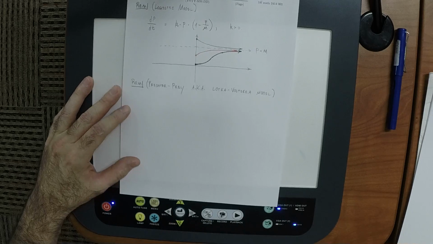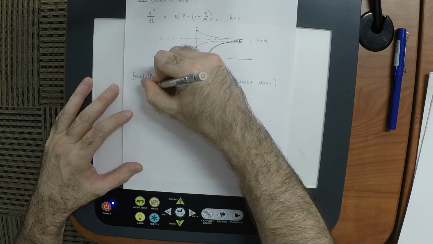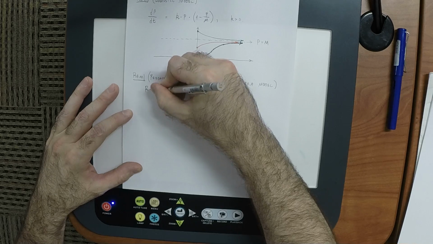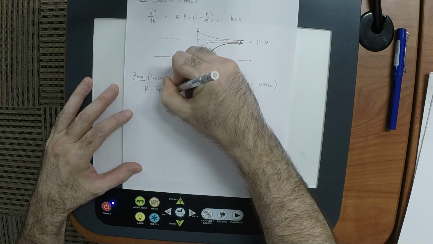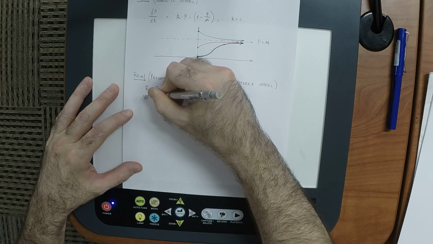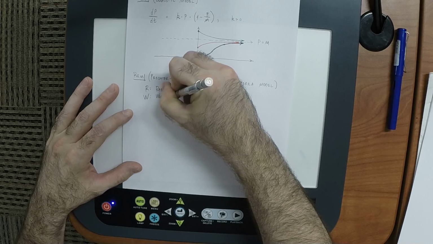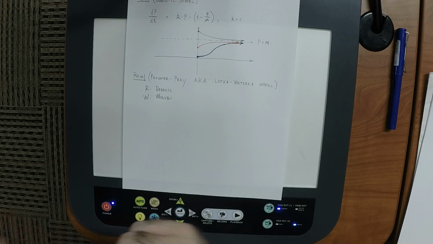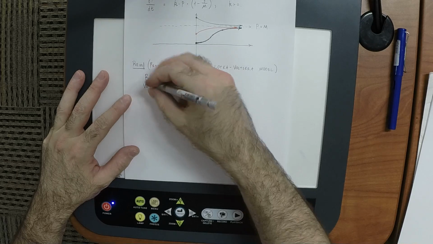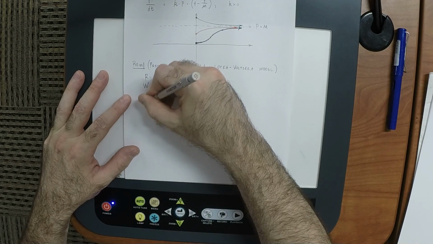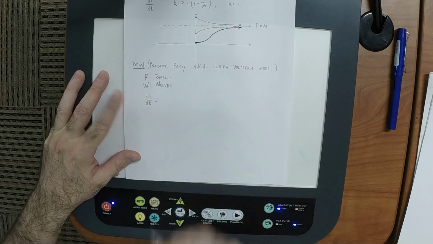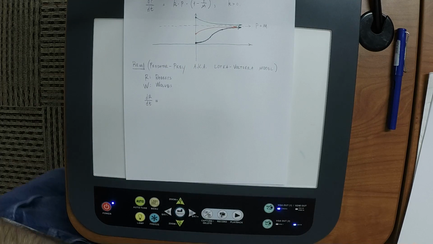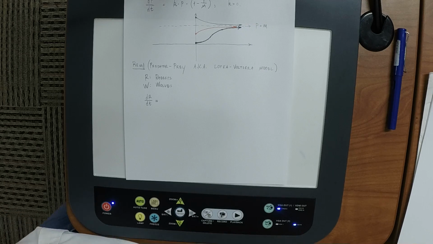All right, so we'll say that R represents the number of rabbits, and W, the number of wolves. And so we need to think, how will the population of rabbits change in time? So dR/dt is, well, in the first place, if there were no wolves, then the number of rabbits should increase in proportion to the number of rabbits, right?